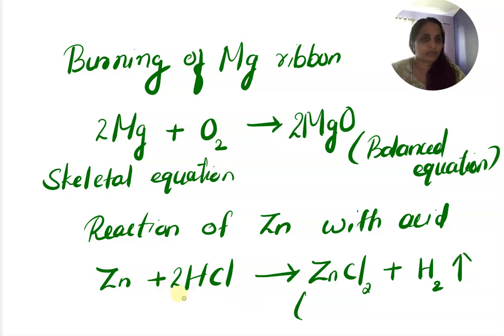If I put 2 here, this 2 is common for hydrogen and chlorine. So now it becomes 2 hydrogen here, but the chlorine number changes to 2. So here also chlorine 2, then no need to change. Zinc 2? No, one zinc, 2 HCl, 2 hydrogen. So it is balanced. Now it is the balanced equation. Hope you understood the portion.